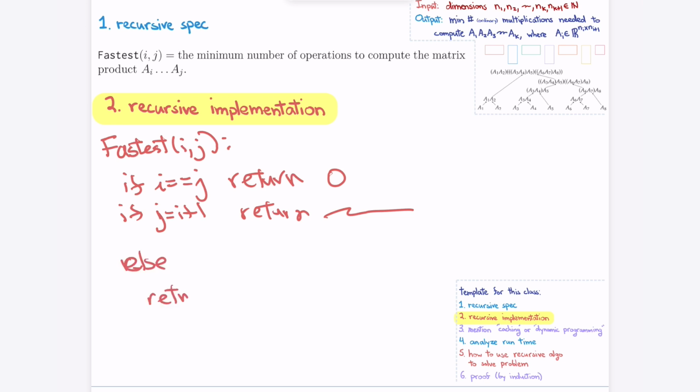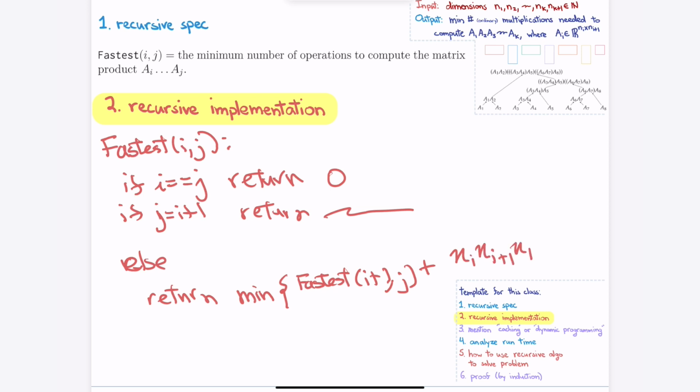Okay, so on your other side, you're saying return the better of fastest(i+1, j) plus multiplying the first two, so that's going to be something like n_(i+1) and n_(i+2), the three dimensions, if the indexing is correct, or you trim off the last one, fastest(i, j-1) plus n_(j-1), n_j. I might be slightly off by one. The n's are referring to the indices of the corresponding matrices. Does everyone agree?